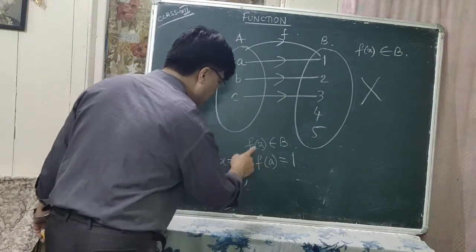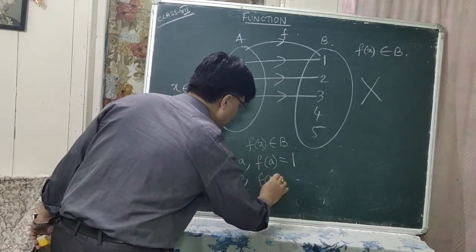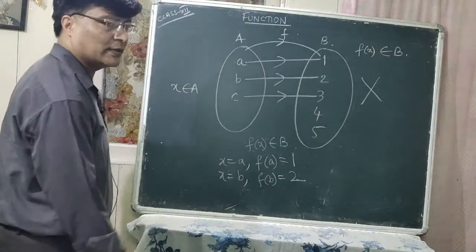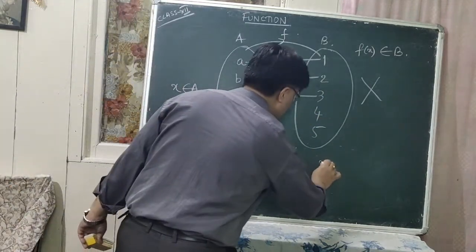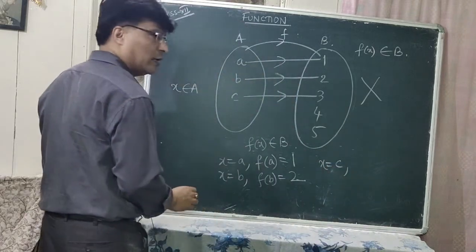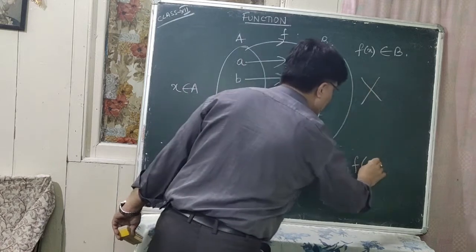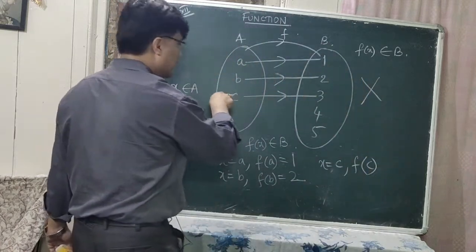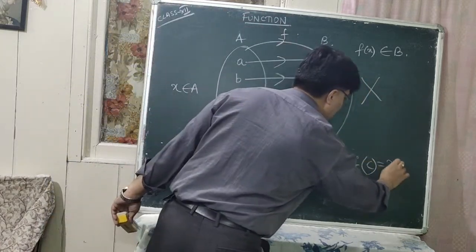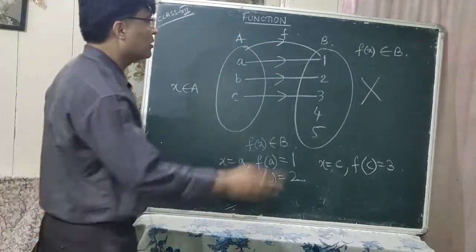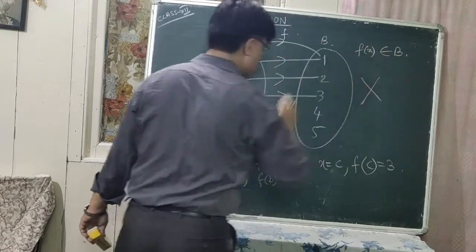Similarly, when x is equal to b, instead of x you can put f of b. What is this value in set B? It is 2. Next one, if you put x is equal to c, this is f of c. f of c should belong to B, that is c is related with 3. Is that clear to all of you? So this f of x belongs to B.